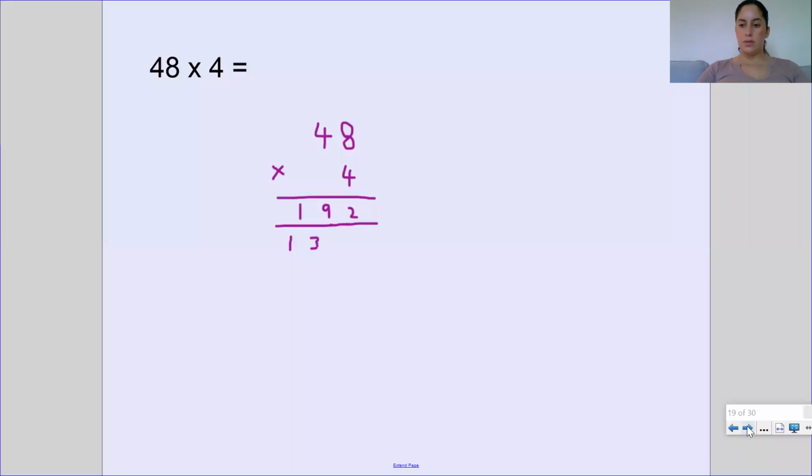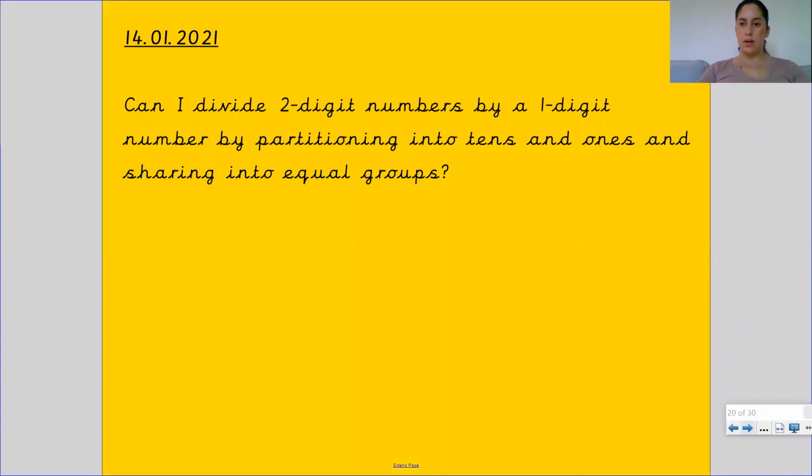Okay, let's move on to today's lesson where your learning objective is: can I divide 2-digit numbers by a 1-digit number by partitioning into tens and ones and sharing into equal groups? So we've looked at multiplying 2-digit numbers and a 1-digit number. Today we're moving on to dividing.